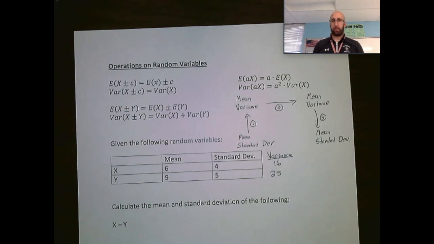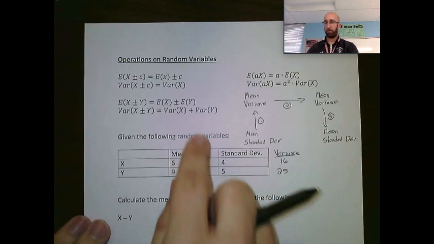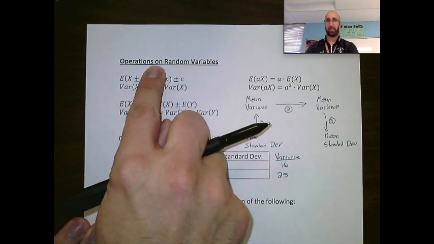What's up, guys? Let's talk about some operations on random variables. So here's the basic premise. You have a random variable that you've already established the mean and the standard deviation of. What we're doing here in operations on random variables is taking your original random variable and saying, let's add some constant to every single value. So we talk about adding and subtracting a constant.